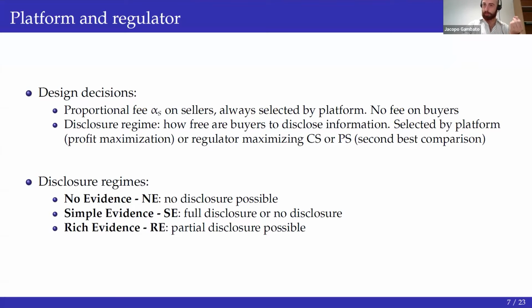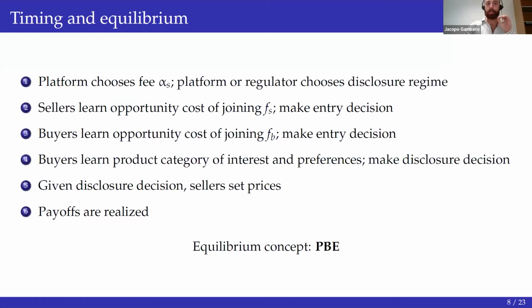And for the disclosure regime, again, we take exactly the ones studied by Ali, Lewis, and Wasserman, and we distinguish between no evidence, in which consumers are not allowed to share any information about their preferences once they join the platform; simple evidence, so that consumers can either share exactly their location or their valuation or none at all; and rich evidence, in which partial disclosure is possible, and therefore we have different pooling equilibria or partial pooling equilibria that can arise, again, as described by Ali, Lewis, and Wasserman. The timing is relatively simple.